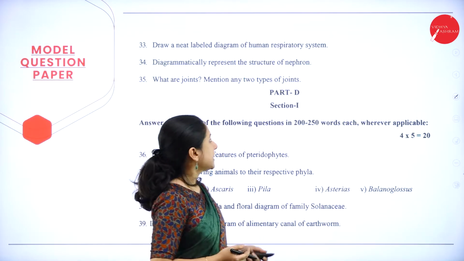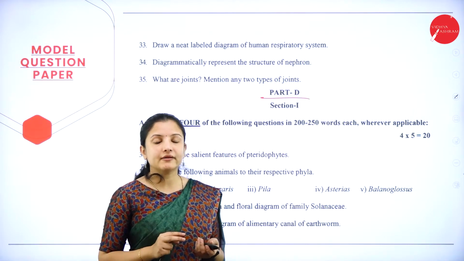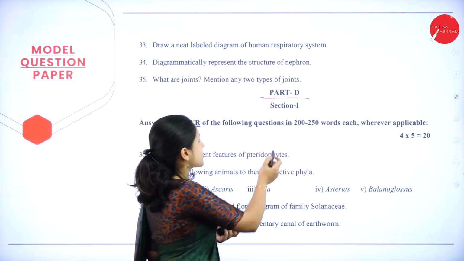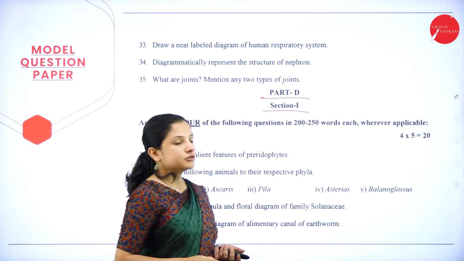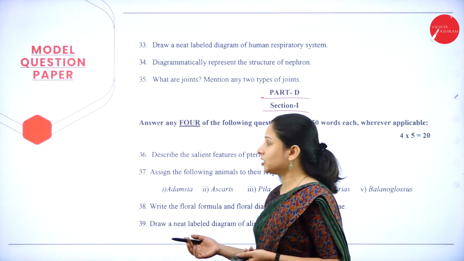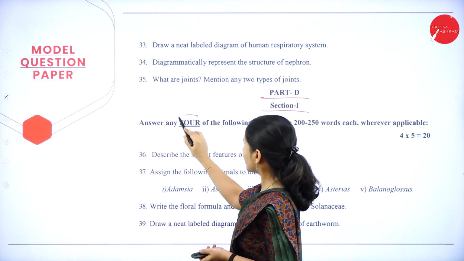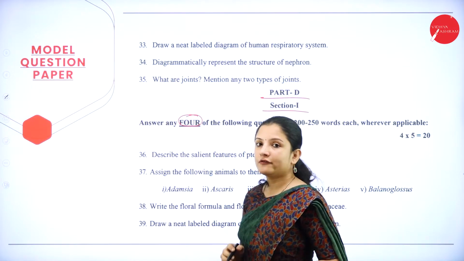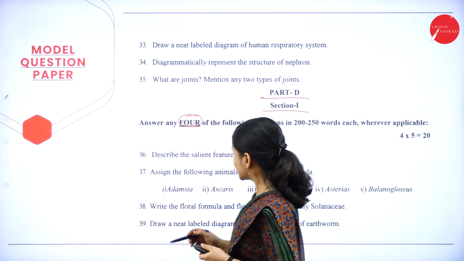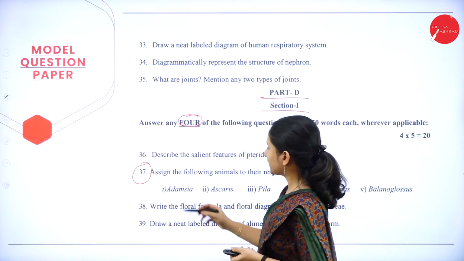So moving on to the next part, we can see here part D. As I told you, part D is divided into 2 sections, section 1 and section 2. So section 1, this also, it is all our 5-mark question. So here you can see they have given 8 questions. Out of the 8 questions, you need to answer any 4. So here also, if you can see question number 37, they have given 5 different questions.